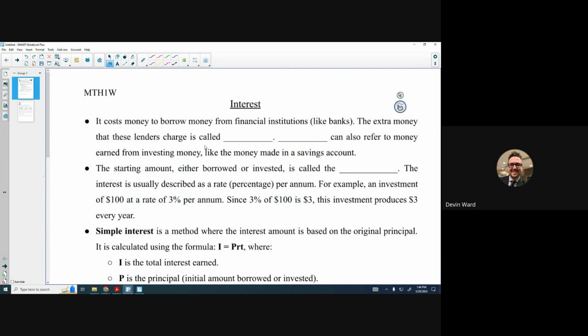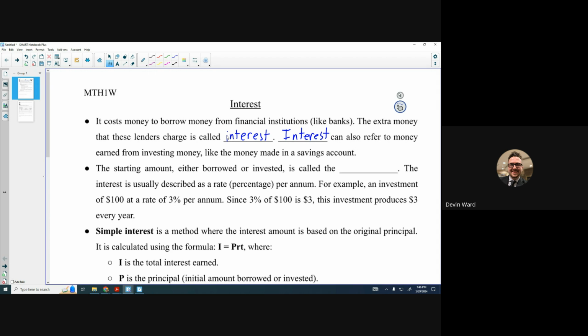Today what we're going to talk about is interest. So what is interest first? It costs money to borrow money from a financial institution like a bank or a credit union. The extra money that these lenders charge is called interest. That's the money they charge you for borrowing money. But interest can also refer to the amount of money that you make in an investment.